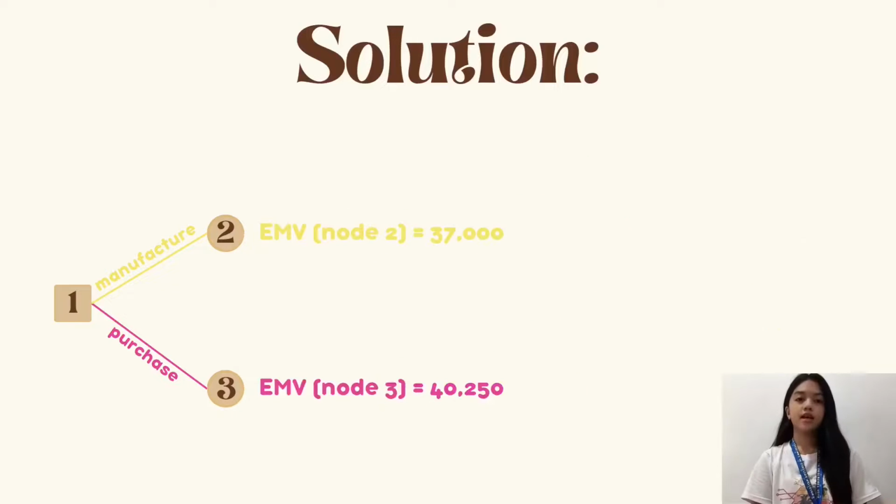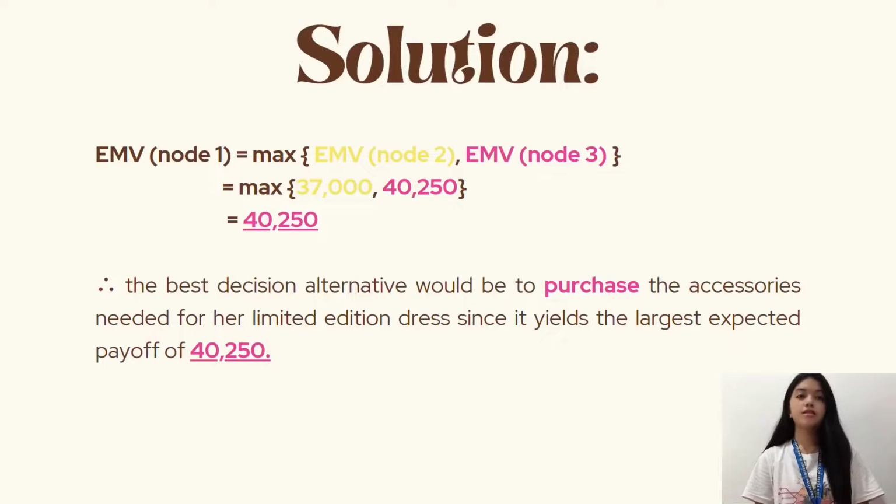So at this slide, you can see the expected payoff for manufacturing is 37,000, which is node 2. And the expected payoff for purchasing is 40,250, which is node 3. Now, we can make a decision based on the expected payoff at each outcome node. Since we would want to maximize the profit, the best decision would be the outcome with the largest expected payoff.